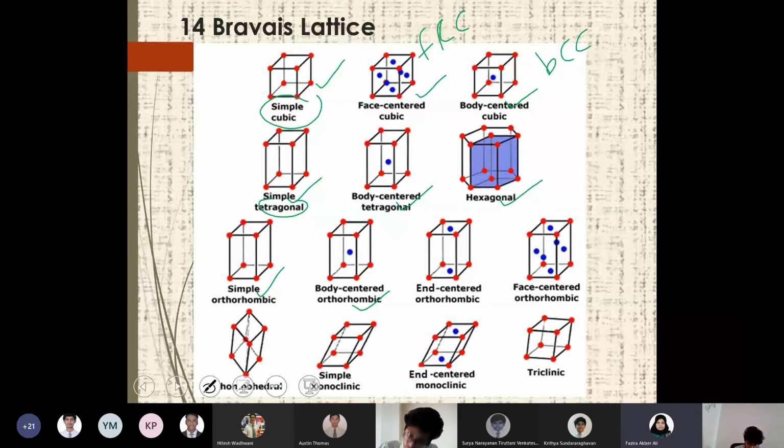We are focusing only on the different varieties of the cubic arrangement. We are not discussing trigonal or hexagonal or monoclinic. That is not required. We are taking only the cube and the different possibilities of arranging particles in that simple cube. That is what we are looking at.